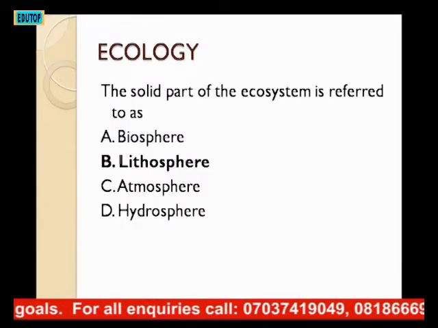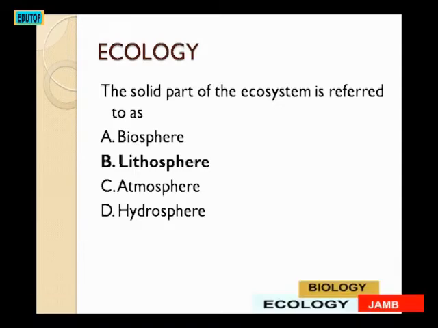And the last question on this topic is this. The solid part of the ecosystem is referred to as A. biosphere, B. lithosphere, C. atmosphere, D. hydrosphere. Biosphere is the bigger part where we have life. So it comprises of lithosphere, atmosphere, and hydrosphere. Lithosphere is the solid part of the ecosystem, and that is our answer, B. C is the atmosphere, the part that contains the air. Then the hydrosphere is the water, the part of the earth that contains water. So our answer is option B, lithosphere, which is the solid part of the ecosystem.